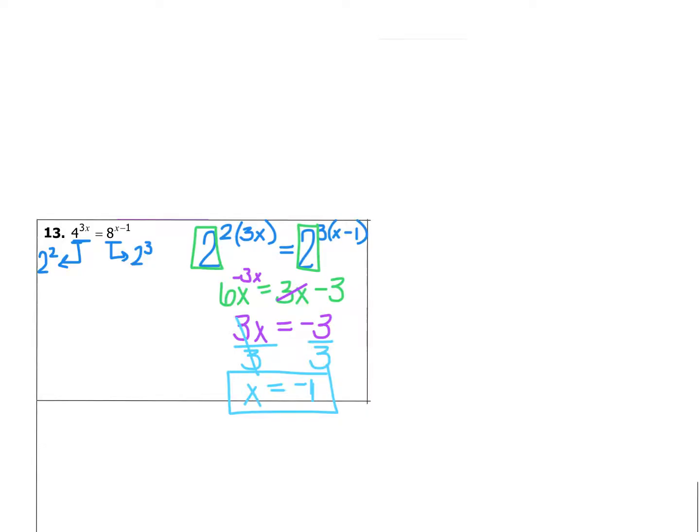For 13, hopefully you were able to get that x equals -1. If you got that, go ahead and move to the next problem. If not, I'll explain it now.